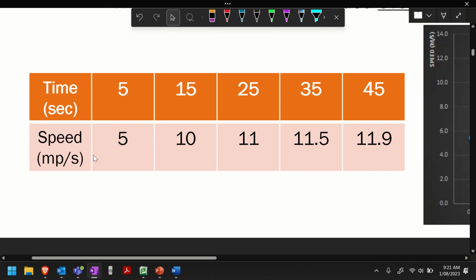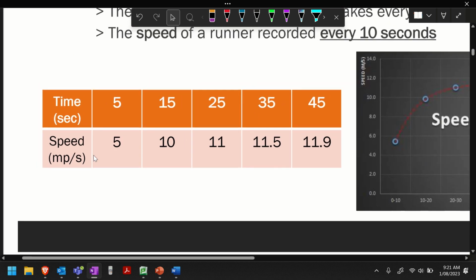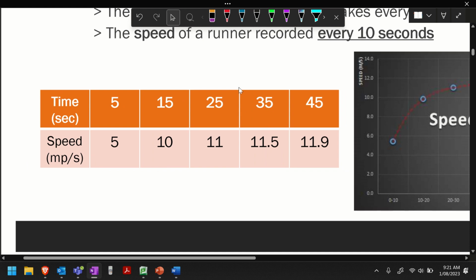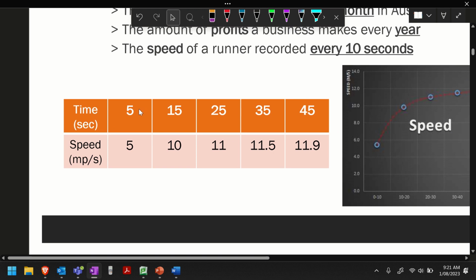5, it says miles per second. Or it should be miles per hour, I think. Chris, what would this mean? At 35, what's the speed? 11.5. Good. So what interval is it being recorded at? Every what? How many seconds? So it's 5 seconds, then 15 seconds. How much time has elapsed? 10 seconds. So it's being recorded at 10-second intervals.